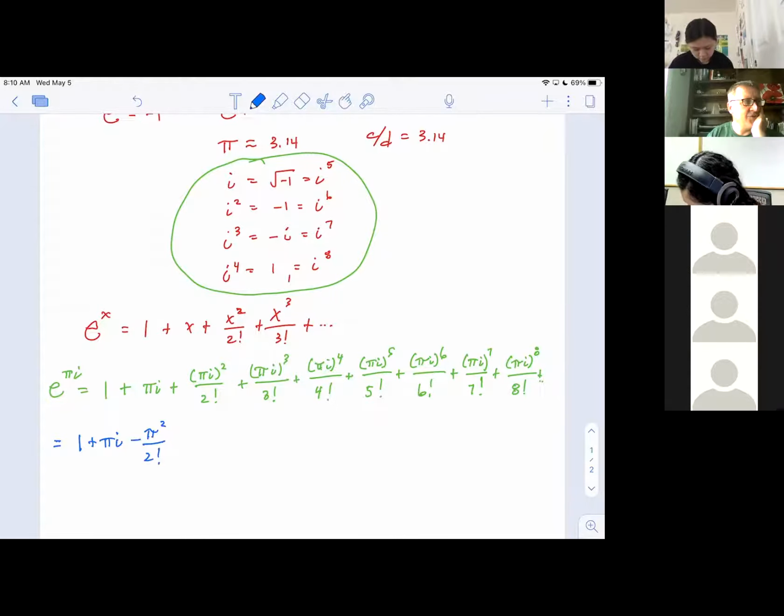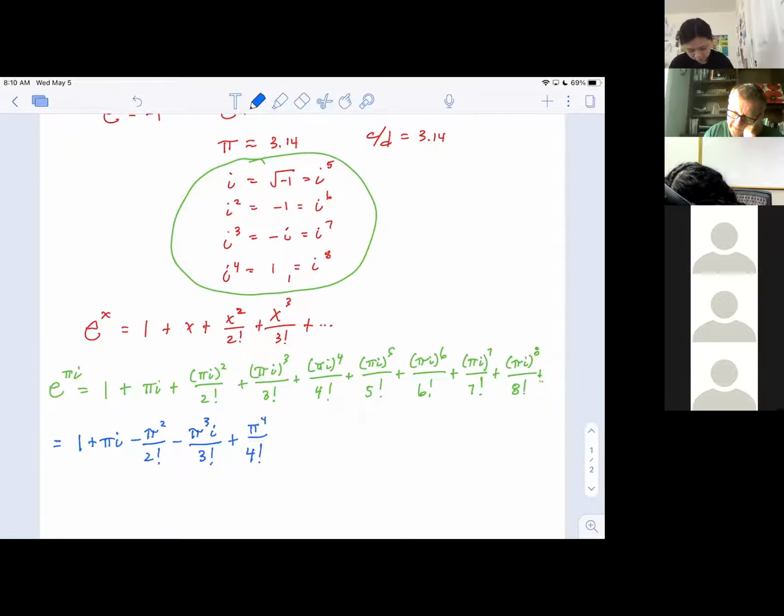So then i cubed, we said, was just negative i. So i cubed can be replaced with negative i. And then we'd have pi cubed. So pi i cubed is pi cubed and i cubed, but i cubed can be replaced with negative i. So I'm just simplifying the i's. And then i to the 4th, this is very wonderful. i to the 4th is just 1. So all I have on that term is just pi to the 4th over 4 factorial.